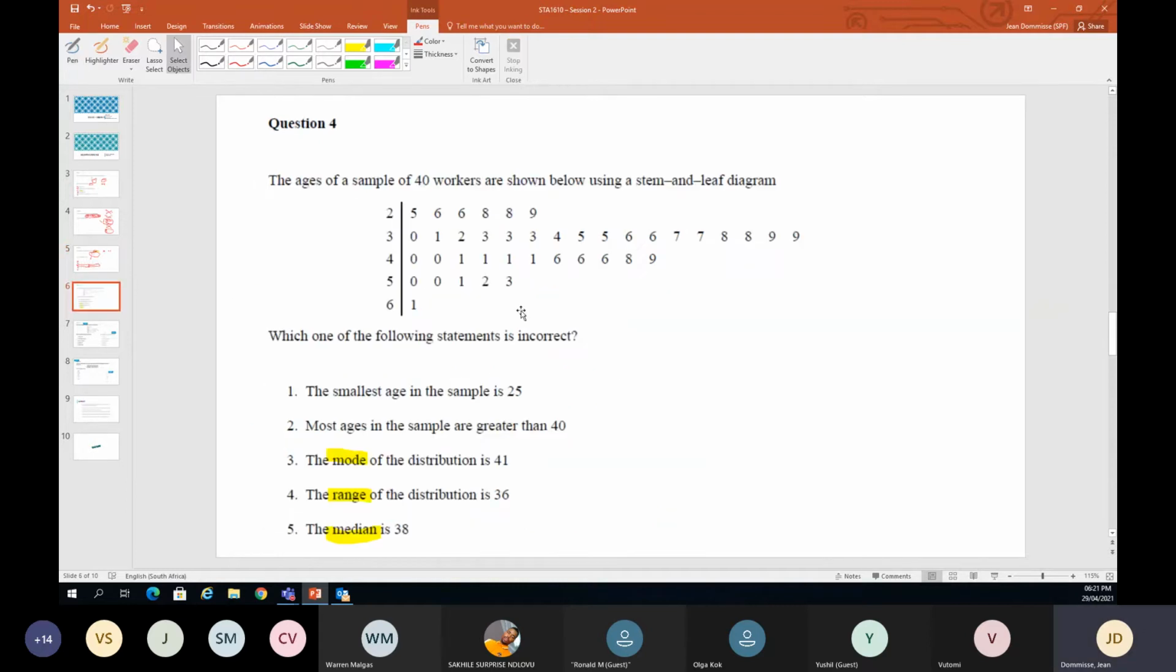Okay, so let's look at this one. Let's just look at what they are asking. Yes, Warren. No, I think number 2 is incorrect, Jan. Okay, so let's quickly check. You say number 2, so let's look at it. But let me quickly go through all of them and then we can see.